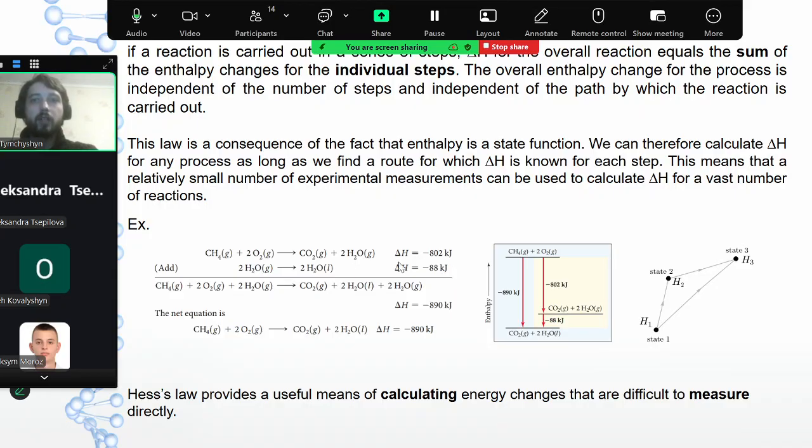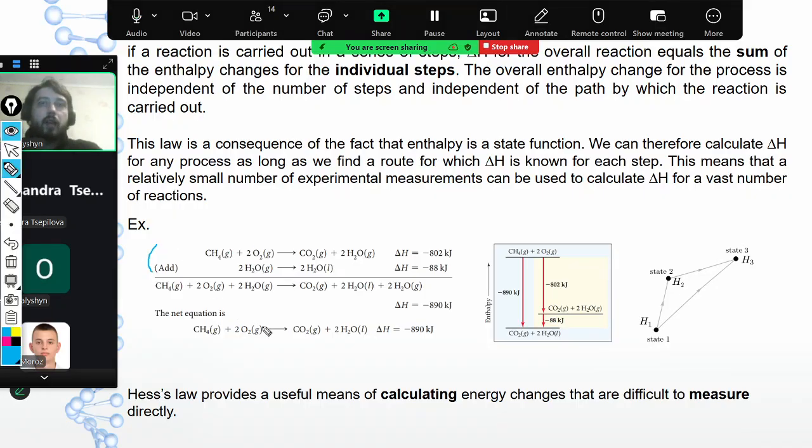I know the delta H for this step, and I know the delta H for combustion of methane giving me two gases. If I add all these reactions together, we are just adding them like in an algebra course. So here is CH4, here it is. Here is 2O2, here it is. Here is 2H2O, once again H2O liquid, yes. H2O gaseous, here it is. CO2, here it is.